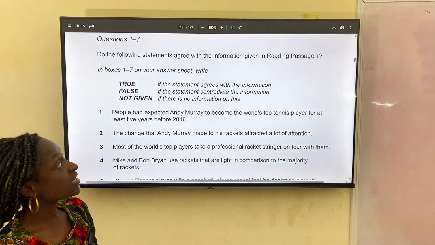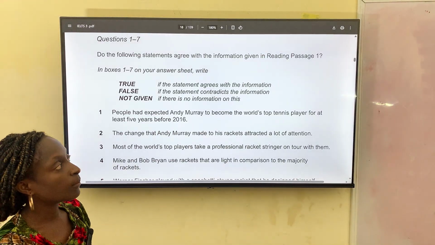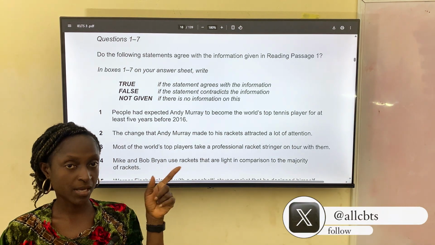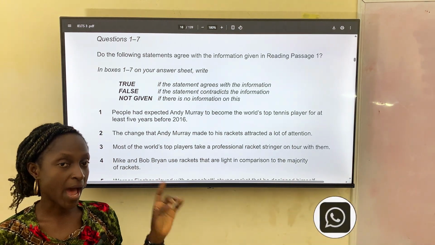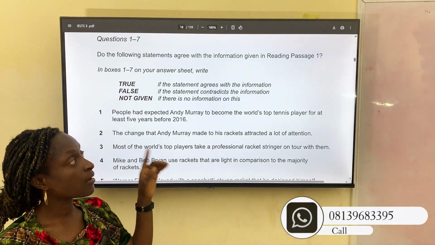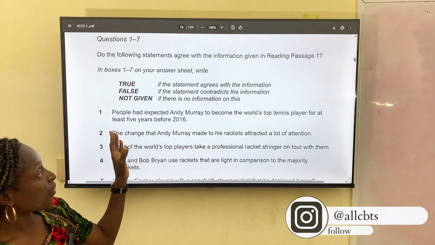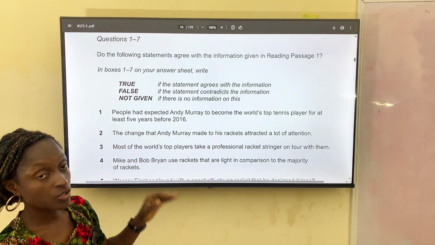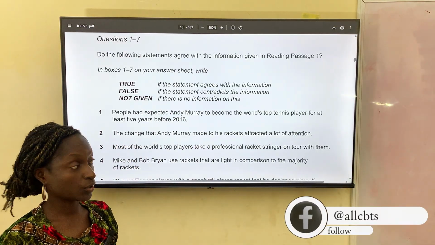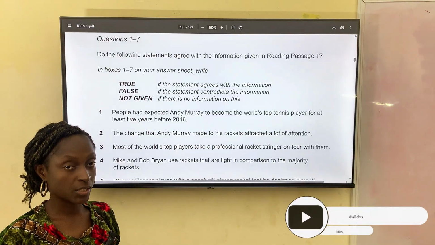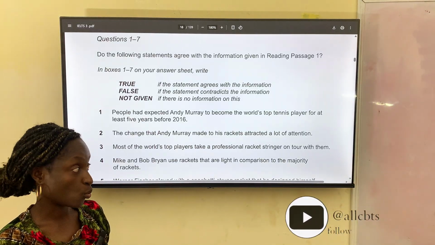Okay, so now let's look at examples of the different question types under reading passage 1, IELTS academic test. Like we mentioned earlier, true, false, not given is one common question under IELTS academic reading passage 1, also known as section 1.